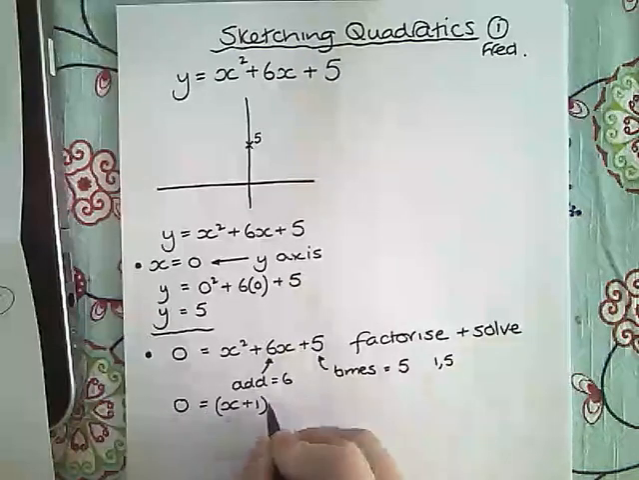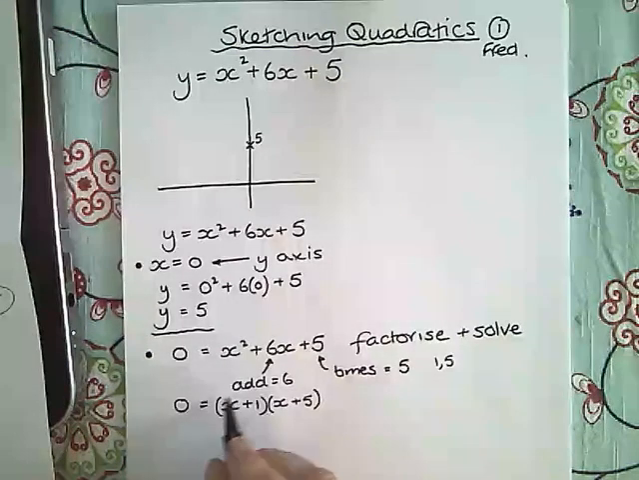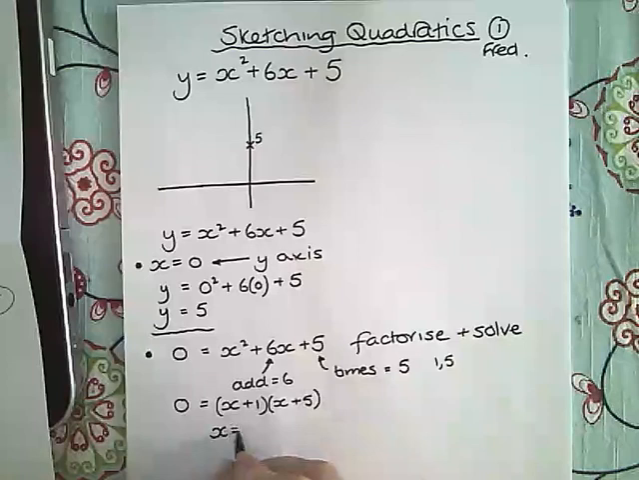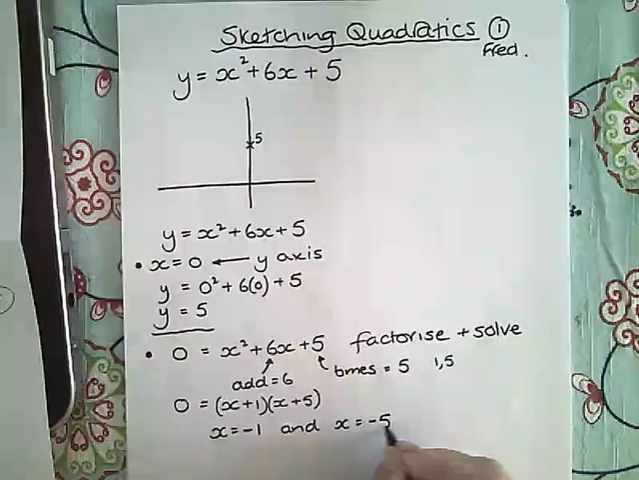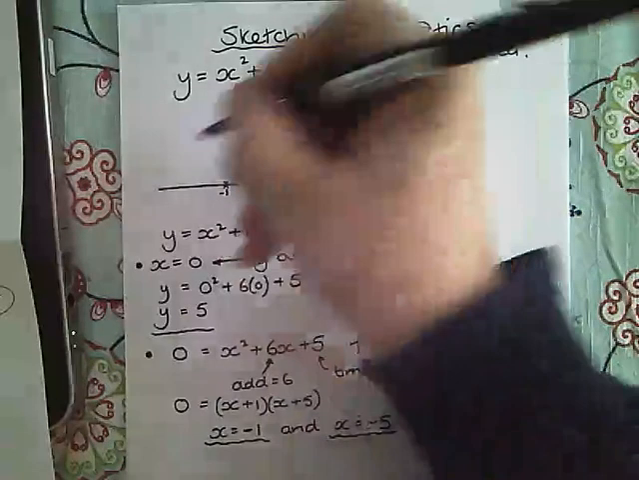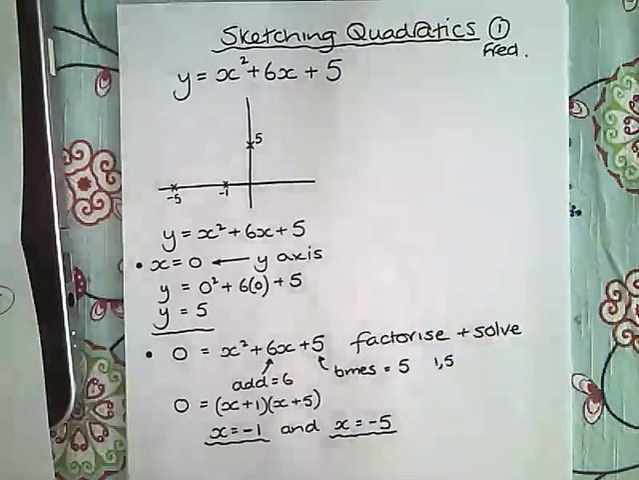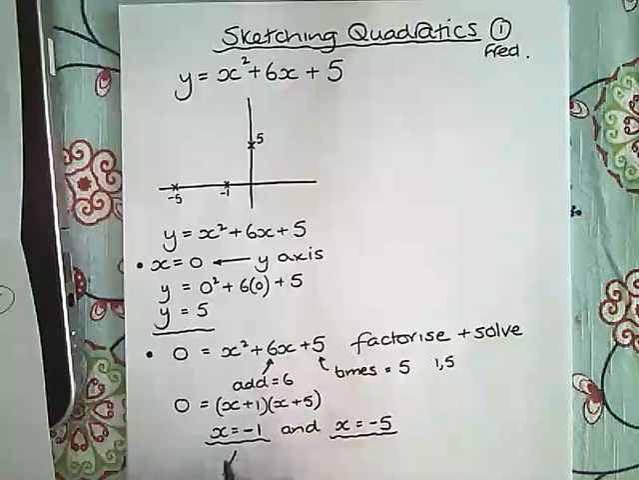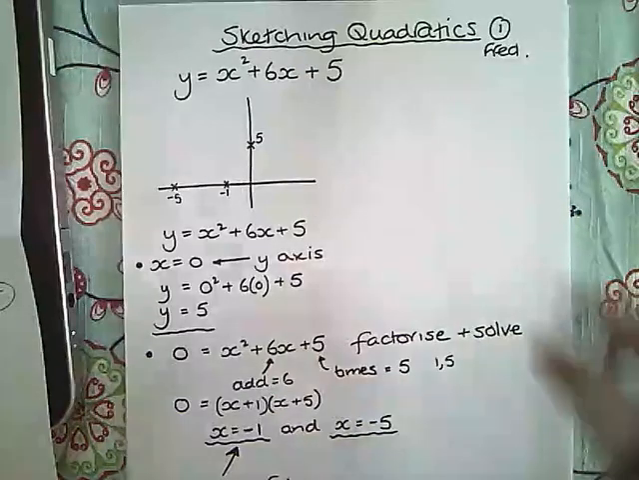When we're solving this, we're looking for a value of x that makes this bracket 0. So in this case, x is equal to minus 1, and in this case, x is equal to minus 5, giving us 2 more points we can put on our sketch. So x is minus 1 here, and x is minus 5 here. These are also known as the roots of the equation. Oh, I've gone off the bottom, sorry. The roots of the equation.